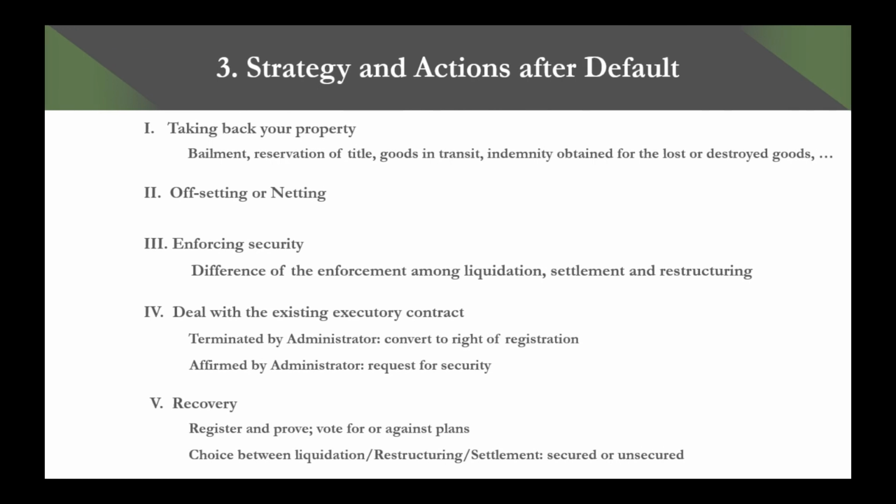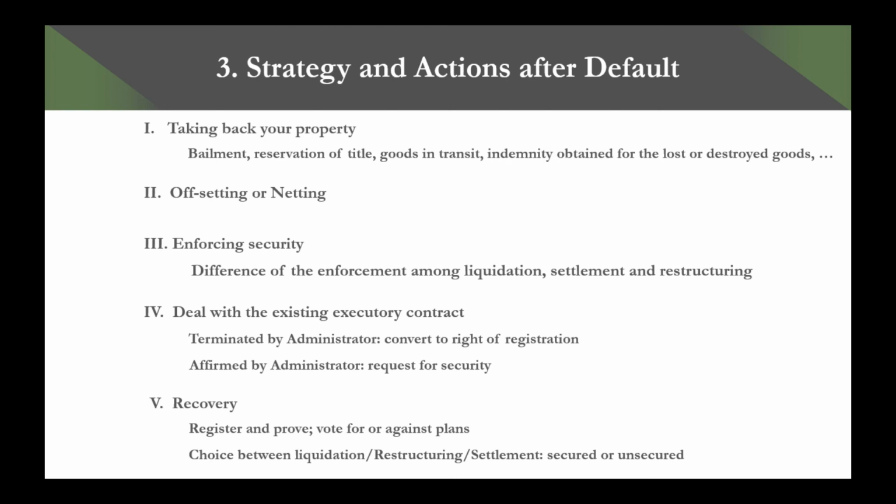After debtors default, the creditors need to consider what would be their best chance to recover their losses. The basic strategies or actions in the Chinese scenario would include the following. Firstly, you need to take back your property as soon as possible. Your property also includes the goods kept by the debtors as bailee, the goods sold on reservation of title if the debtors haven't paid the majority of the price, and the goods in transit which haven't been delivered to the debtor. If your goods or property are destroyed or lost, it includes the insurance indemnity or compensation received by the debtor as compensation for the loss.